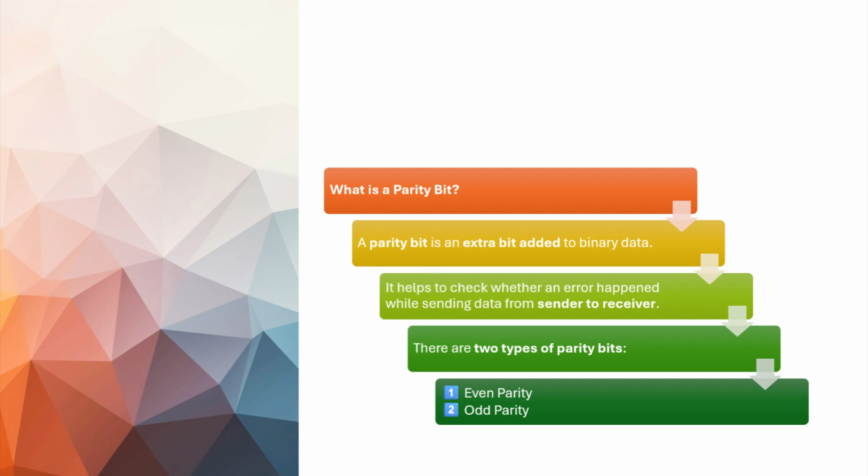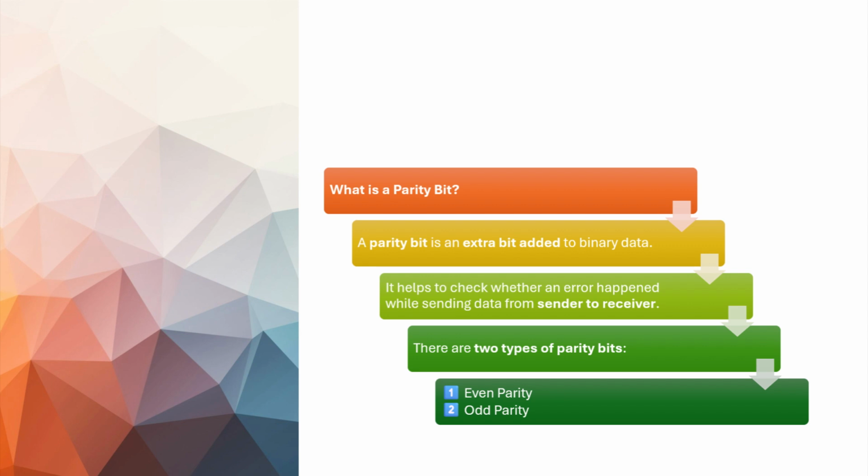There are only two types of parity. Only two. Type number 1, even parity. Even parity means the total number of ones, including the parity bit, must be an even number. Type number 2, odd parity. Odd parity means the total number of ones, including the parity bit, must be an odd number. Let me repeat that because it is important. Even parity wants an even total. Odd parity wants an odd total.